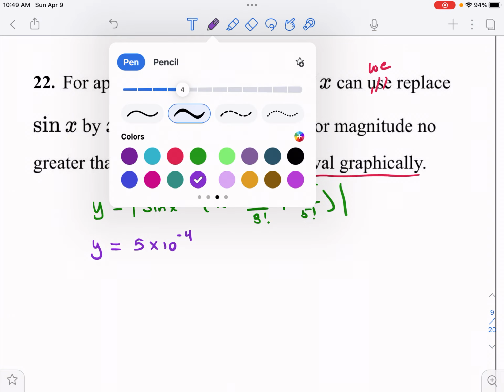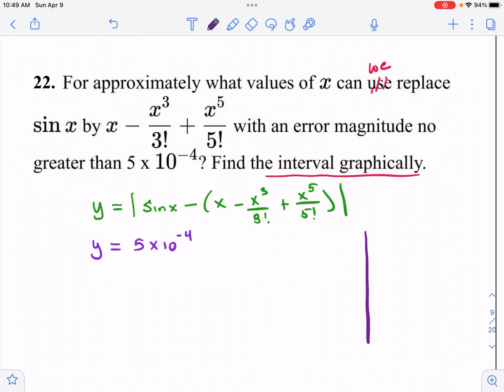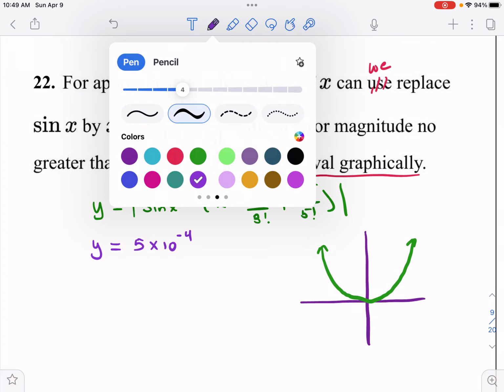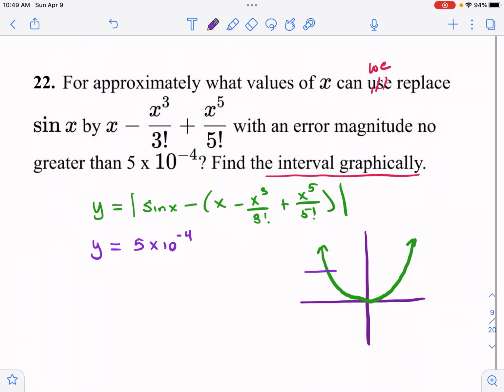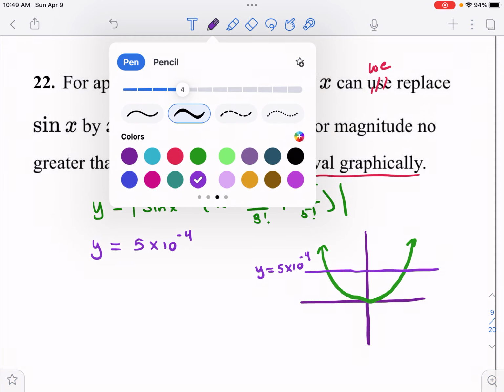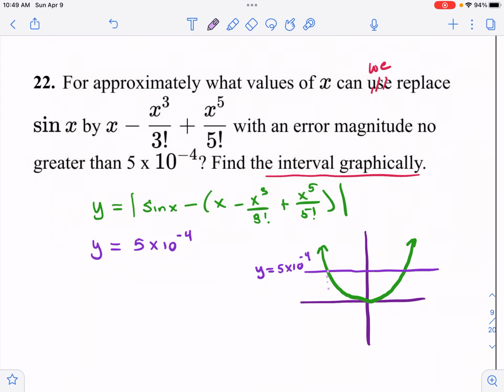And what you should expect, once you adjust your window well enough, is that the error will look like this in green. And then the 5 times 10 to the negative 4, you want to adjust your window so it's right across the middle. And we're looking for these. In this case, I'm going to use Desmos instead of a graphing calculator. So we're looking for those values.